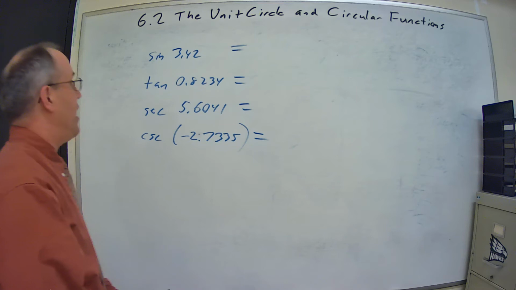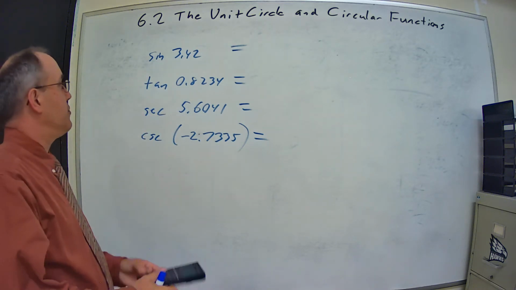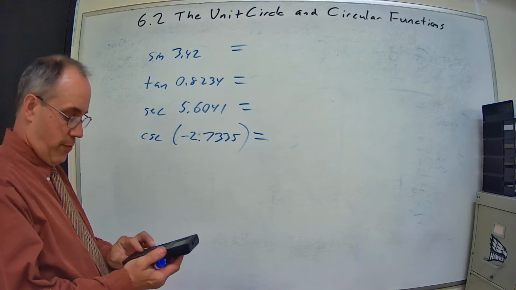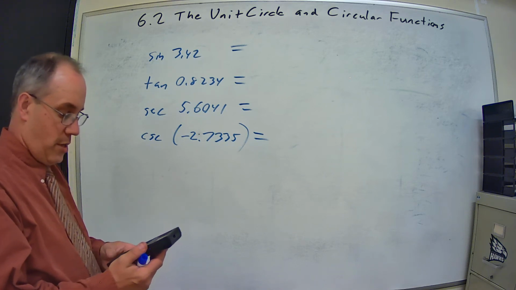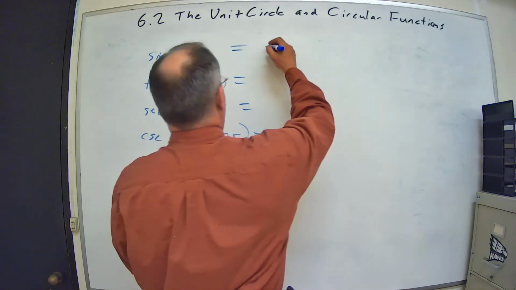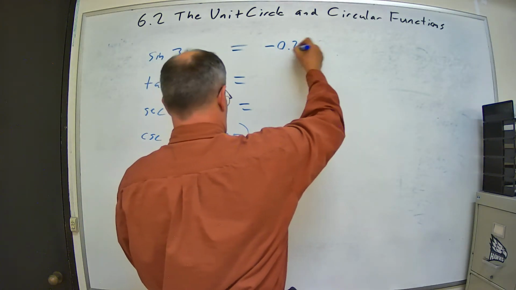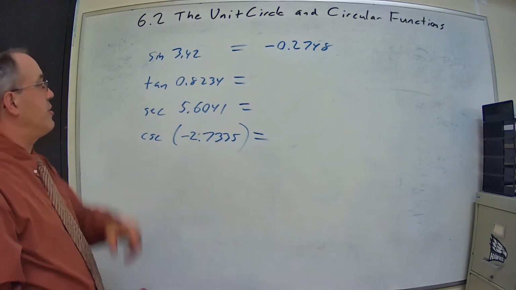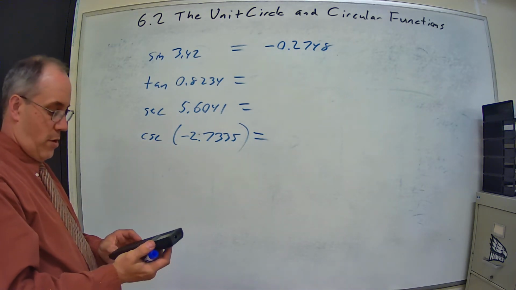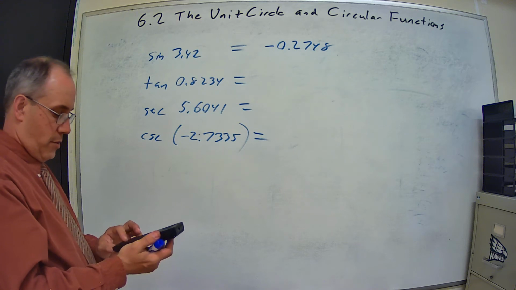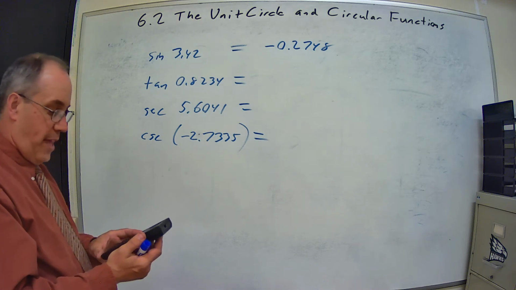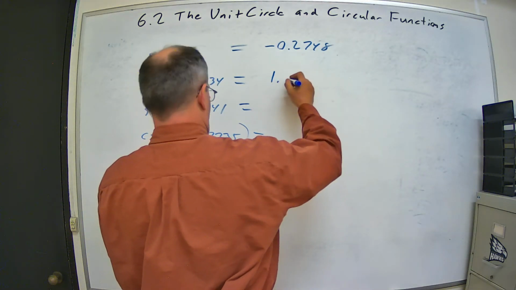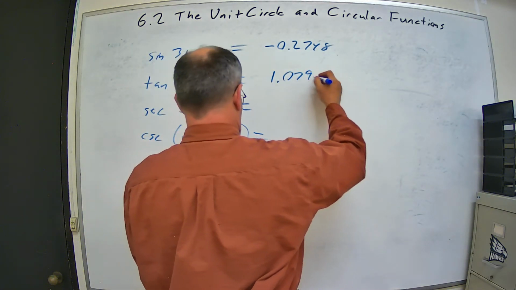So now that I have that, I can find these values. The sine of 3.42, I'm just going to plug in 3.42 and take the sine of it. And I get that is approximately negative 0.2748. Tangent of 0.8234, we're going to take the tangent of that, and that is approximately 1.0790.